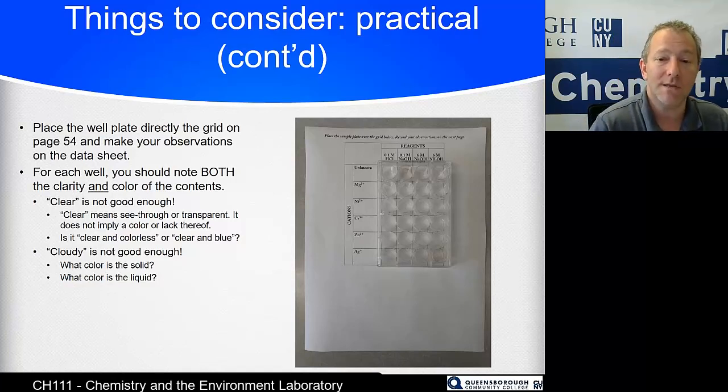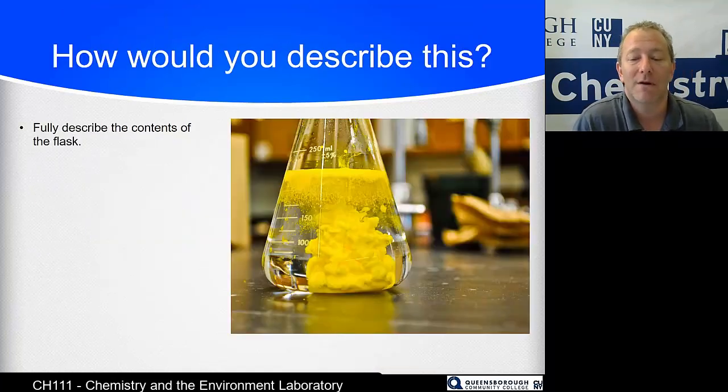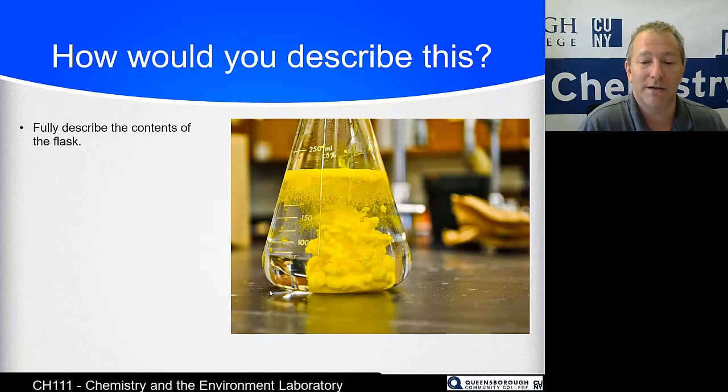Okay, so let's test that. How would you describe the contents of this flask? It is yellow powder, yellow solid, in a clear and colorless liquid. You need to fully describe that in each of those boxes on page 54, or the data sheet, whichever page has the grid placed over it versus the data sheet.